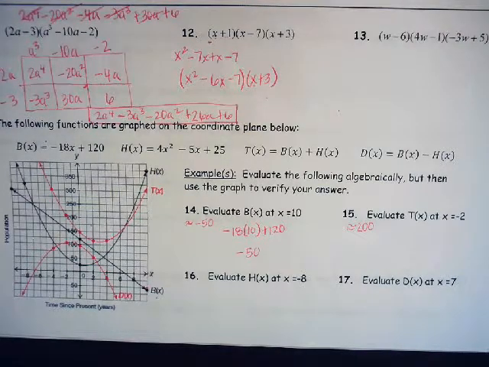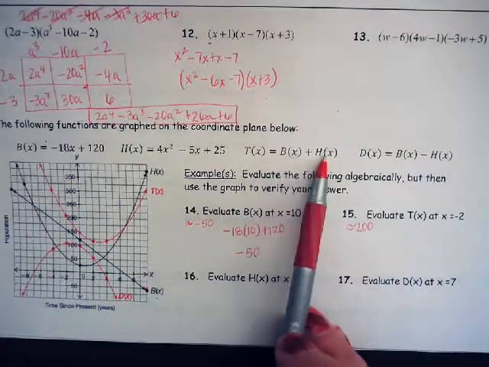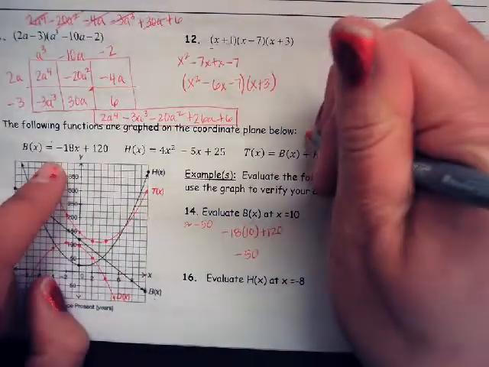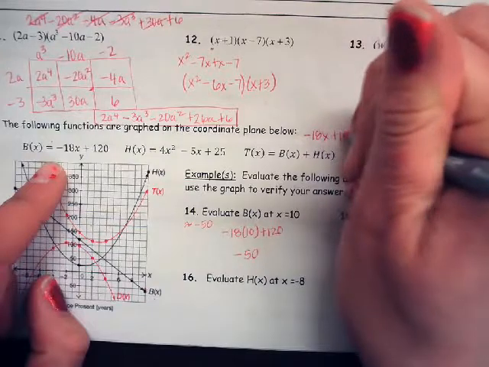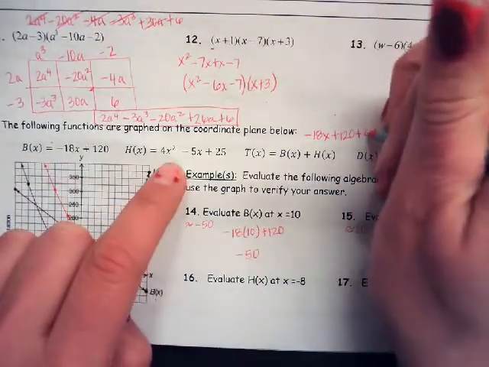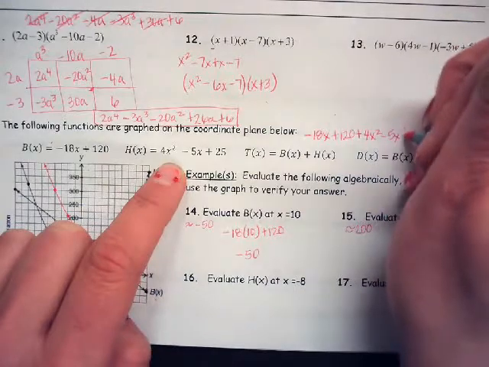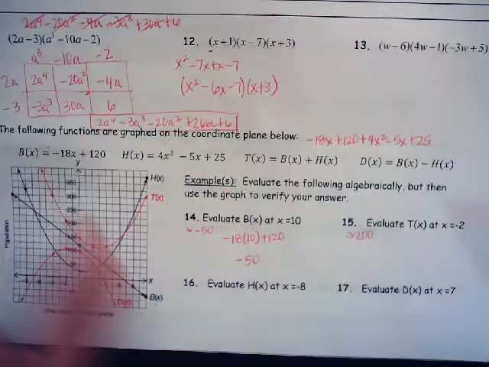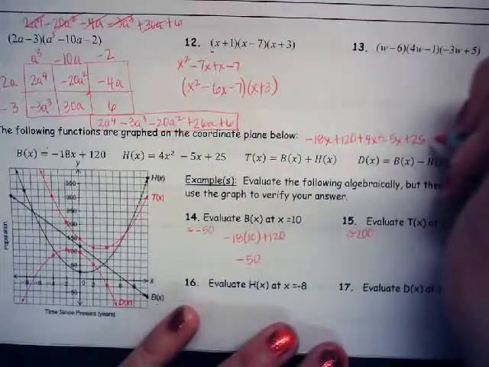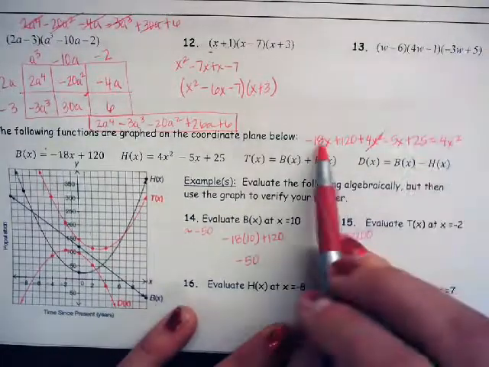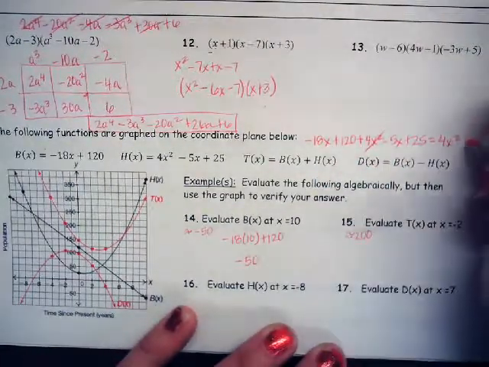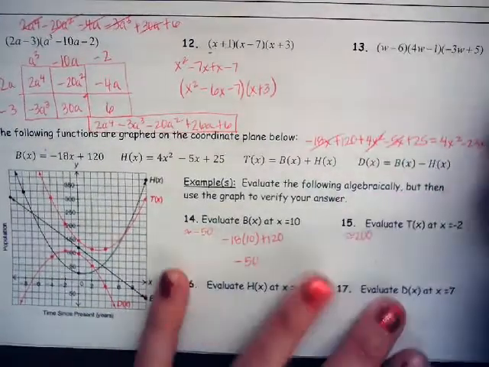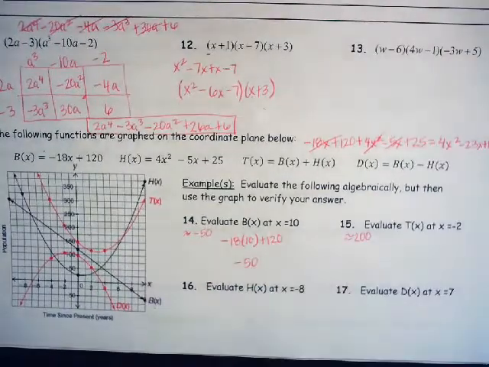So t of x is b of x plus h of x. So I first need to find out what that is. Well, let's write that. So I have to take negative 18x plus 120, and I need to just add 4x squared minus 5x plus 25 to it. I just added these two together, all the numbers. So this gives me, when I simplify, I'll put my 4x squared first, and then negative 18x minus 5x gives me negative 23x. And then I have 120 plus 25 gives me plus 145.